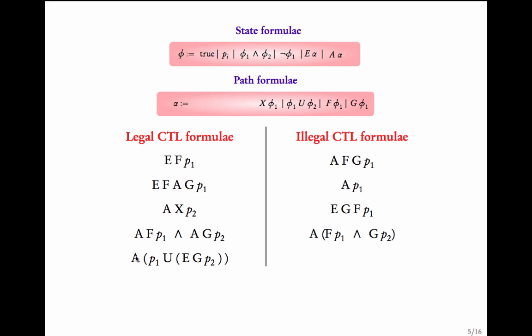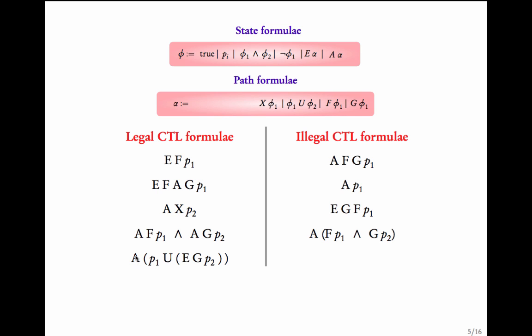Let's look at this. A of P1 until EGP2. Is this a legal CTL formula? Let us see. The rule phi goes to A alpha has to be used, where alpha is this formula. It's of the form phi 1 until phi 2, where phi 1 is P1, phi 2 is EGP2. Let us see if EGP2 can be derived as a state formula. Yes, you use the rule E alpha and then take alpha to be G phi 1 and phi 1 is P2. So you have A of P1 until EGP2 to be a legal CTL formula.